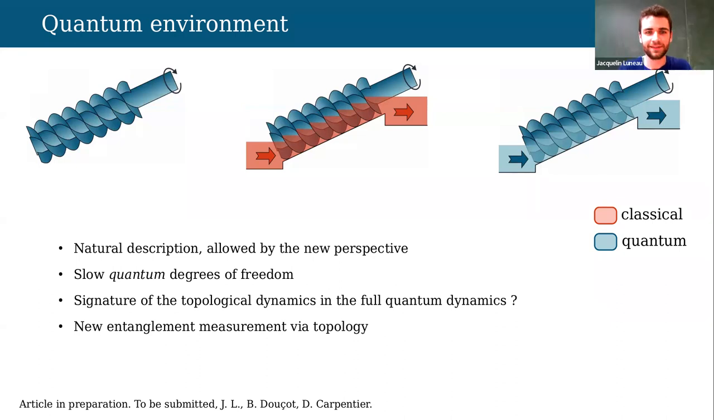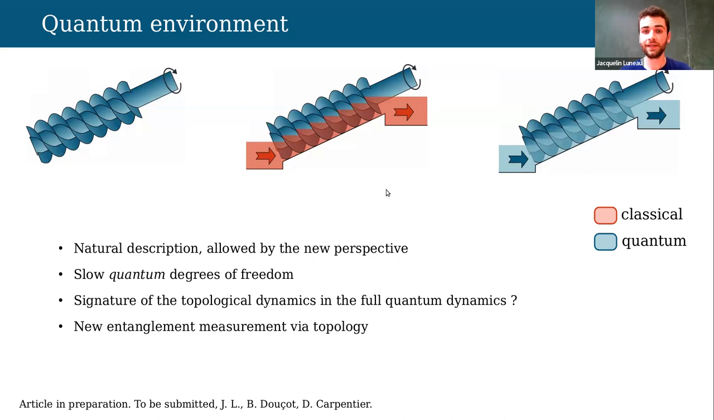So for this reason we just discussed, it is natural to consider a full quantum system with different degrees of freedom. But this natural description is only allowed thanks to our change of perspective, thanks to the fact that we do not describe pumping as the dynamics of a driven quantum system, but as the dynamics of slow variables coupled to this quantum system. So it requires this change of perspective.